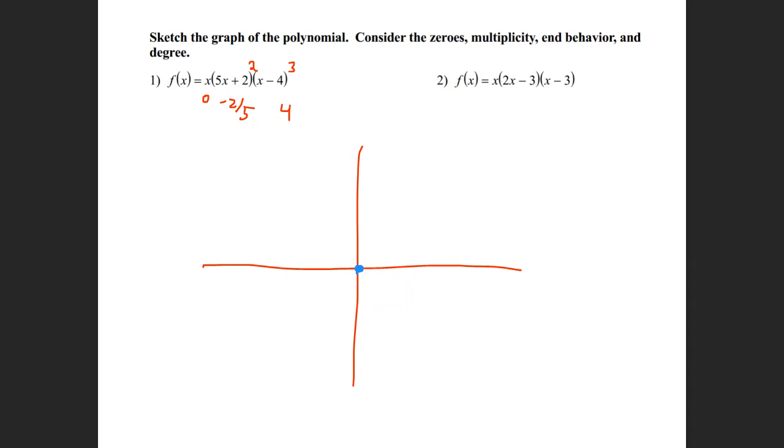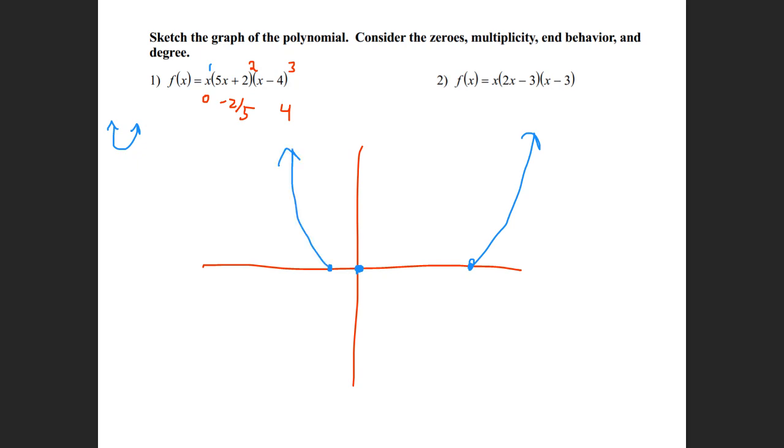And what is this? This is a 6-degree polynomial. So 3, 4, 5, 6. And it has a leading coefficient of 1, so that's positive. So I know my end behavior is going to look like this, right? 6 degree, positive leading coefficient. All right, so 0, -2/5, that's like over here someplace, and positive 4. I know that my end value is going to come here, and I know it's going to go up here. So I just draw those in.